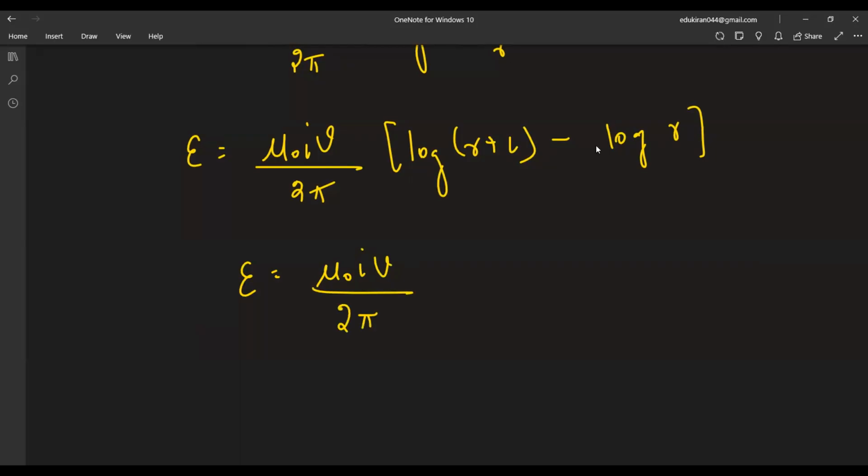Anyone? Log A by B, ma'am. Log A by B, very good. So this will be R plus L divided by R, right? R plus L divided by R.